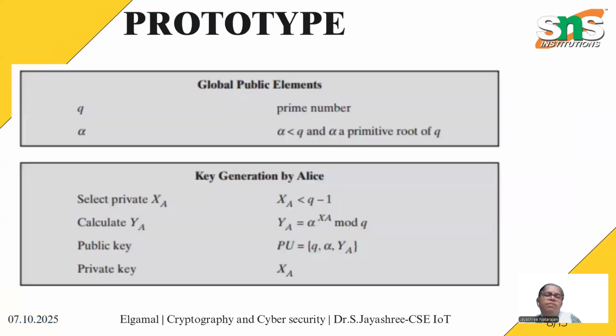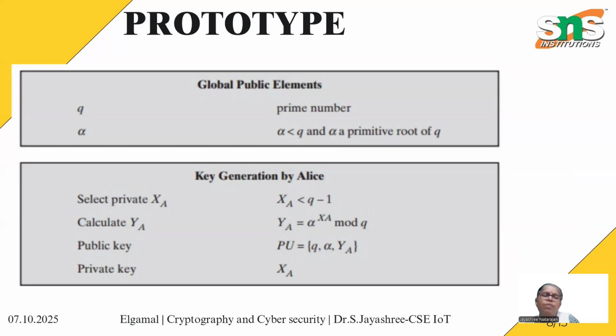Look into the steps. First one is key generation. For key generation, we initialize some parameters. Let's take q as a prime number. Then alpha is a primitive root of q, and alpha should be less than q. Next, key generation by Alice. Alice is the sender, Bob is the receiver. Select private key XA such that XA is less than q minus 1.